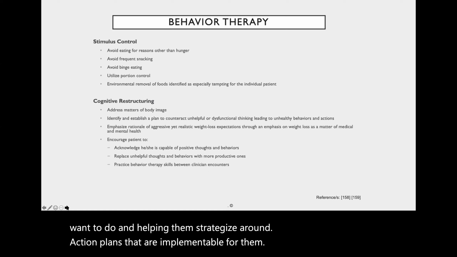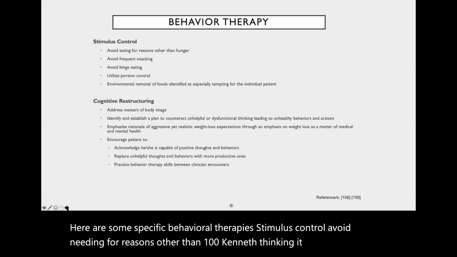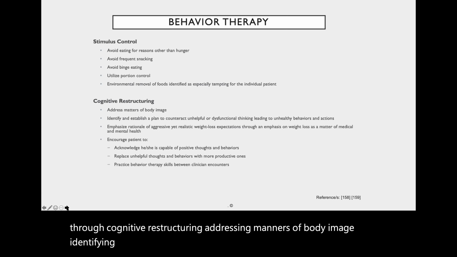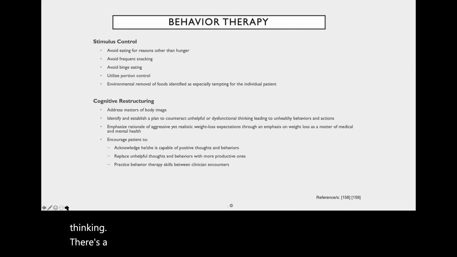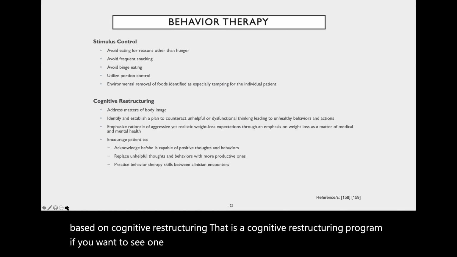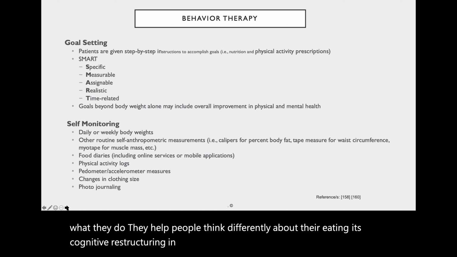So here are some specific behavioral therapies: stimulus control, avoid eating for reasons other than hunger, kind of thinking it through; cognitive restructuring, addressing matters of body image, and establishing a plan to counteract unhelpful or dysfunctional thinking. There's a program out right now called NOM, N-O-M. It's all based on cognitive restructuring. If you want to see one, Google NOM and look at their website. They help people think differently about their eating. It's cognitive restructuring, and it does work.